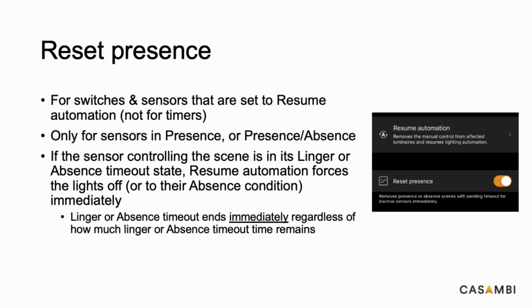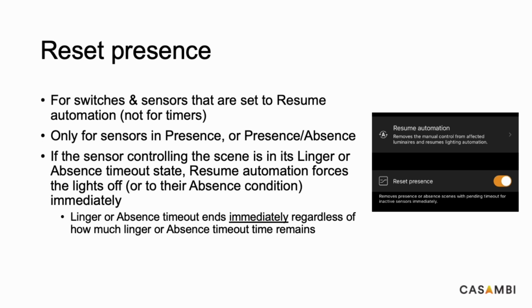So if a sensor is configured in presence mode and the linger time is active, so the presence sensor has stopped detecting motion and the linger time has started, resume automation with reset presence will then immediately switch the lights off, or if there's a lower hierarchical command such as a timer command that's active, that condition will be visible on the lighting.